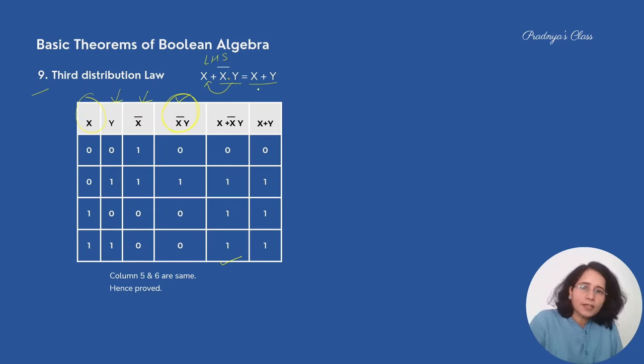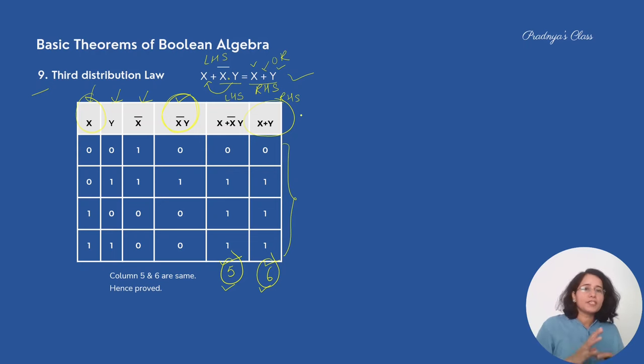Now let's look at the right hand term. Here we are performing the OR operation between x and y. Now let's compare the left hand side and the right hand side. The left hand side we get in this column, which is the fifth column, and the right hand term we get in this column, the sixth column. When we compare the fifth column and the sixth column, the result you can see is the same. So we can say that this law is proved.